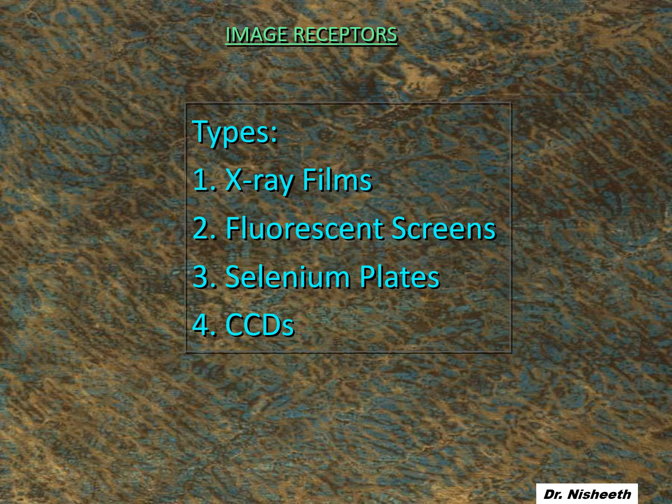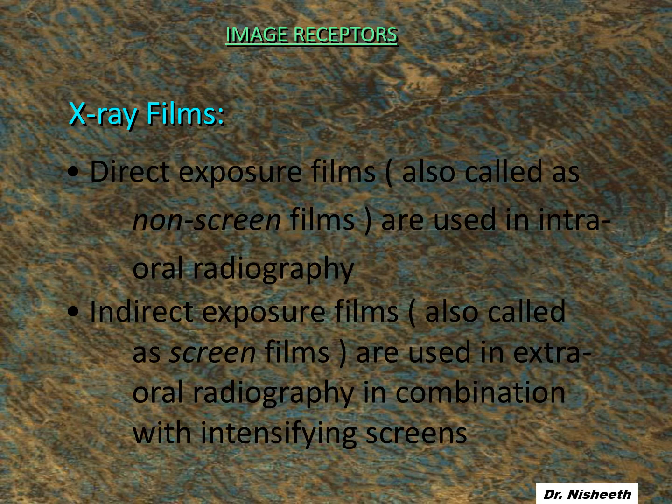Live image used to play. If you have to see the hand from 4 directions, they will turn the whole hand and show. That used to be, then the fluorescent screens came. Then selenium plates and CCDs came. We'll discuss selenium plates and CCDs when we talk about the advanced imaging techniques. Right now we are going to concentrate only on X-ray films.